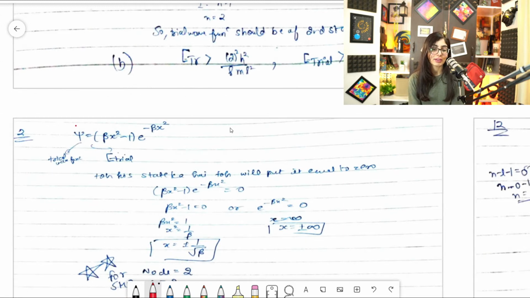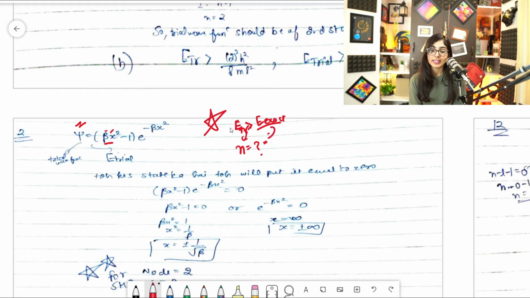So guys, this is the trial wave function, beta x square minus 1 e raised to power minus beta x square. If I need to find out the energy that it is greater than or equal to something, first I need to find out which state it belongs to, because it has different variables. What is the n value? Then this E should be greater than E exact. You know that, this is a mandatory condition. Please don't forget that a trial wave function energy will be greater than the exact energy.